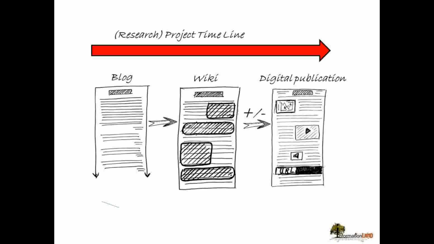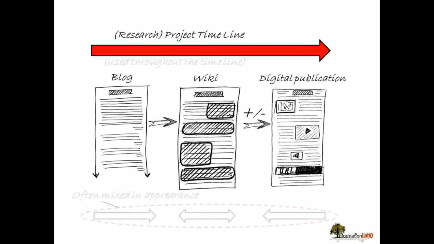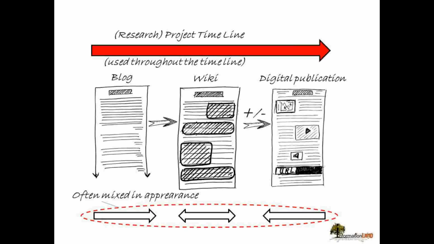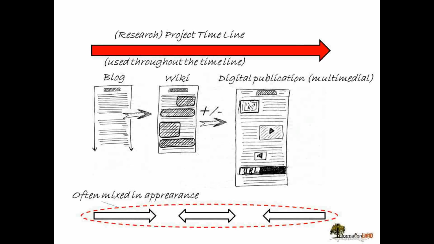These digital publications can be mixed in appearance. If you look at a digital publication, you will see that they have animated graphs, videos, podcasts, hyperlinks, all sorts of things. It's a multimedial thing. It's very important. Now, if you look at that, that is a lot less misty.